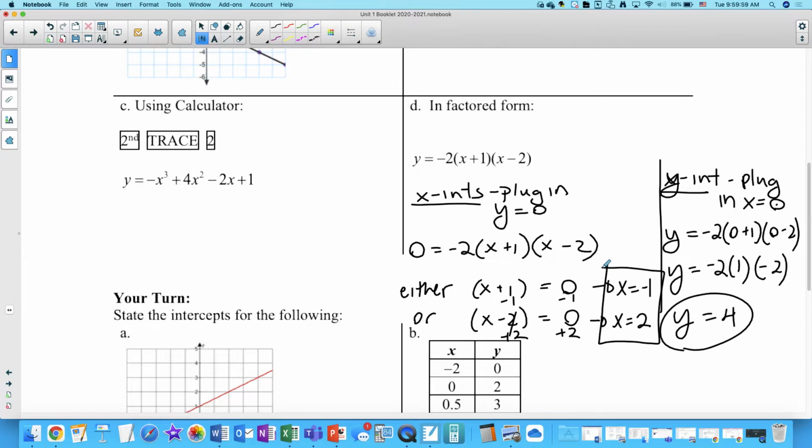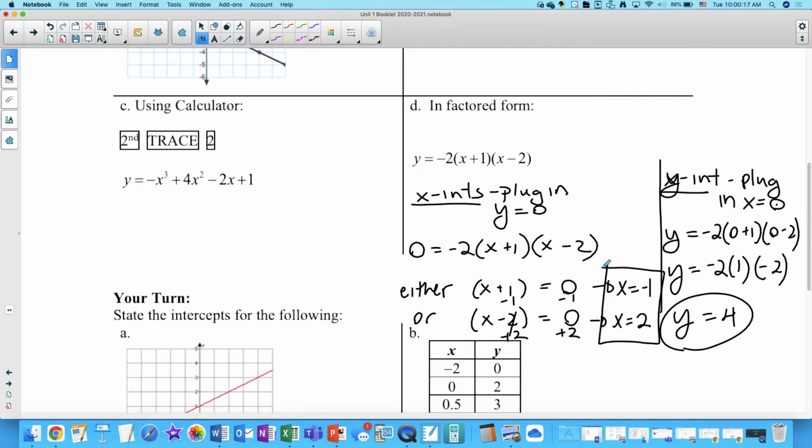Okay? Now, there are shortcuts, and many of you will probably start to remember those, right? So if you have x plus 1 as a factor, the x-intercept is going to be -1. If you have x minus 2, the x-intercept is going to be +2.